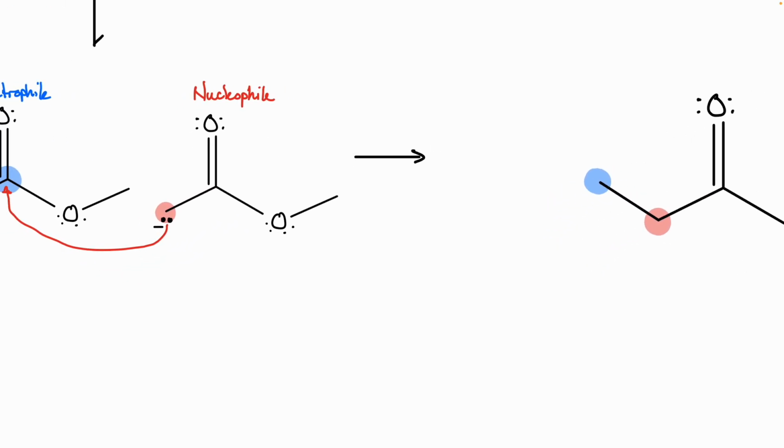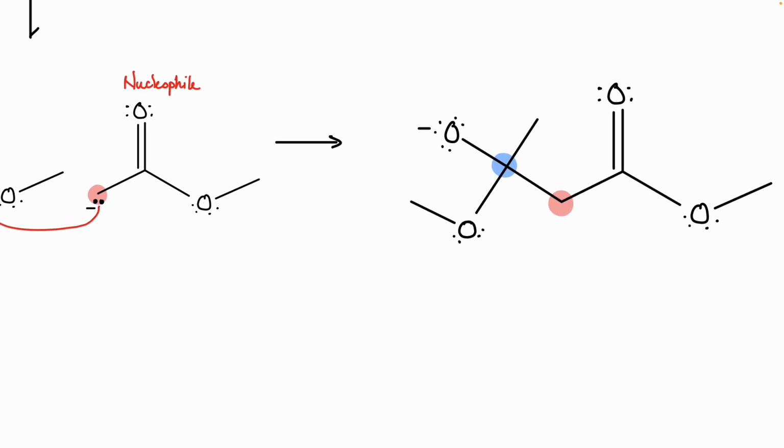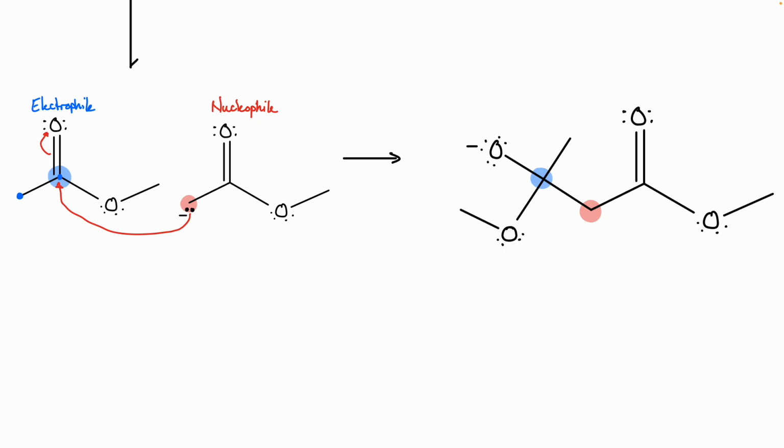So that electrophilic carbon had a carbon on one side and an oxygen on the other side. That oxygen, because we were an ester, had its own alkyl group on there. And then, of course, we still have that carbonyl oxygen. The carbonyl oxygen accepted that pair of electrons, becoming that negatively charged alkoxide ion.